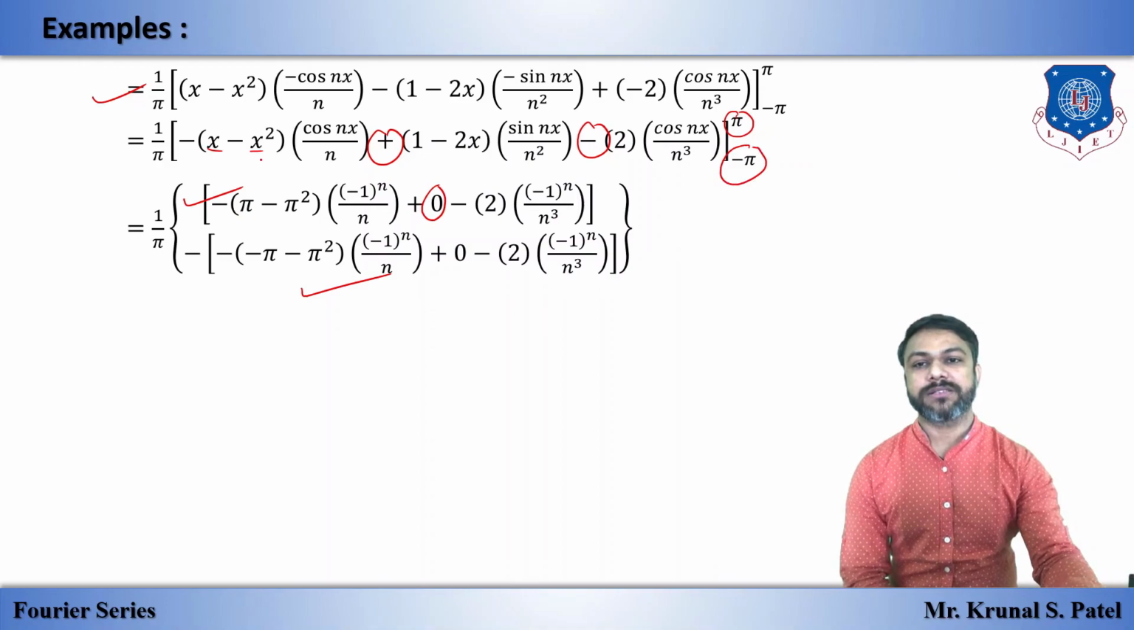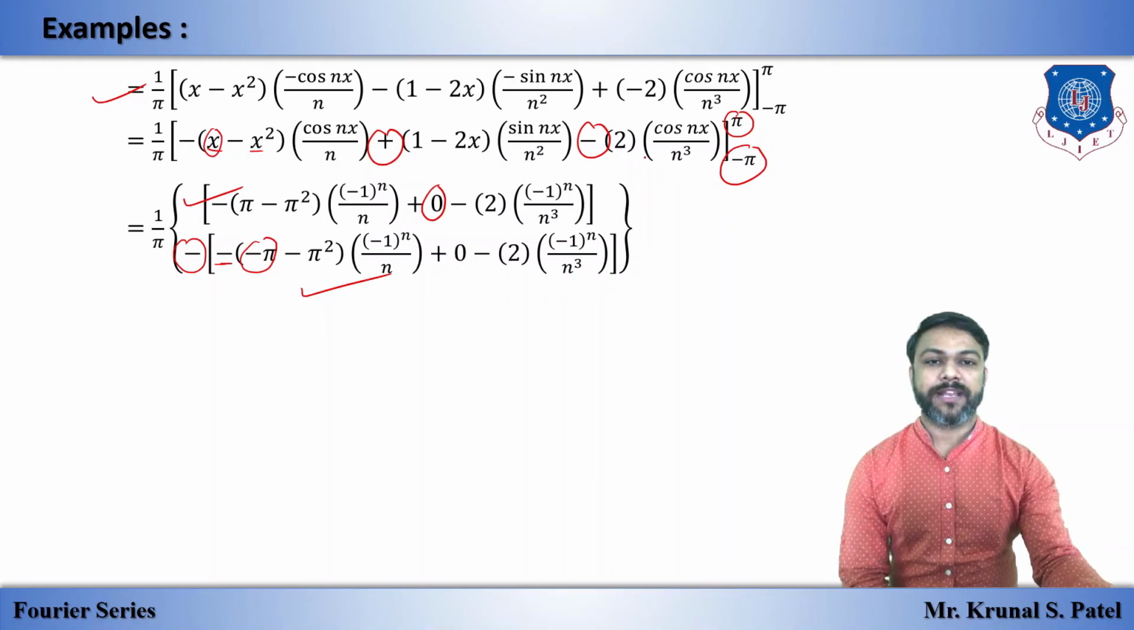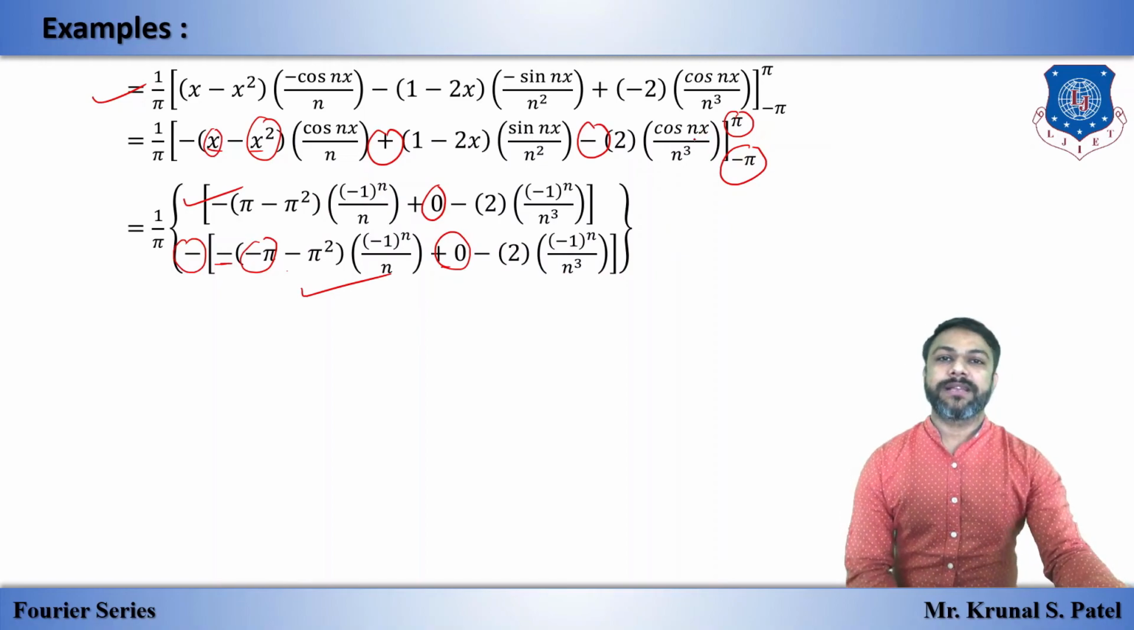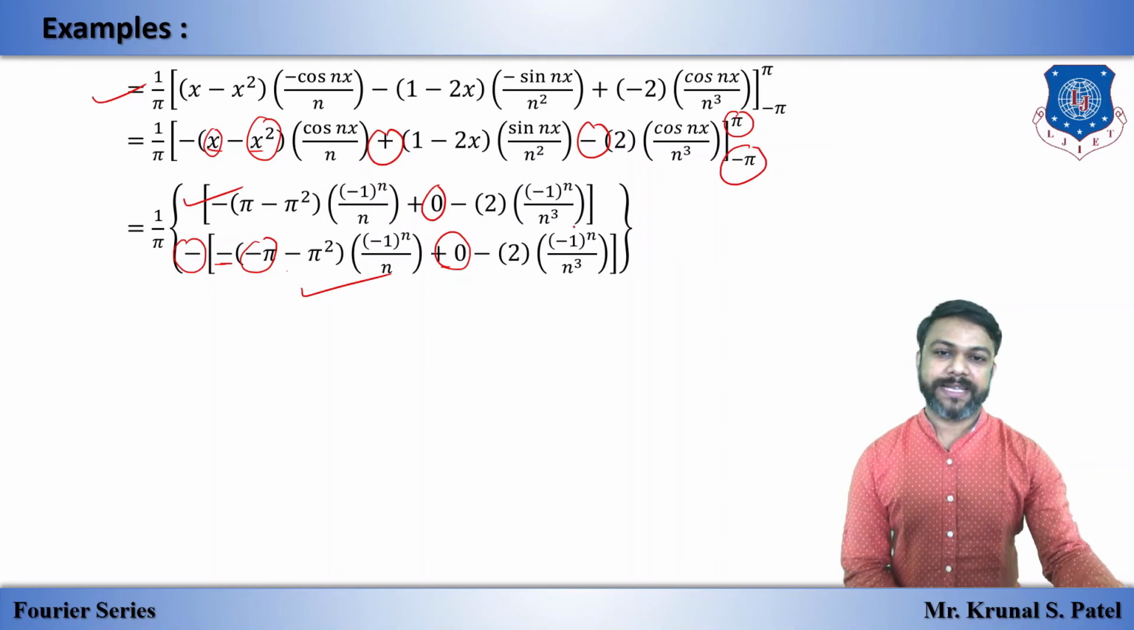If you put minus, this x becomes minus pi, this minus as it is, this minus is for the lower limit, and minus pi square is pi square, so this minus is as it is. The sine term is 0, cos of n into minus pi, as we discussed, cos minus theta is cos theta, so same.